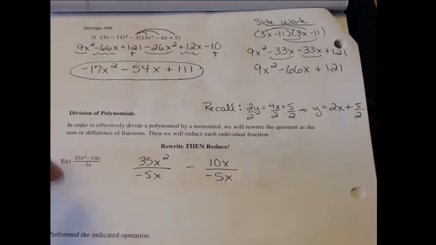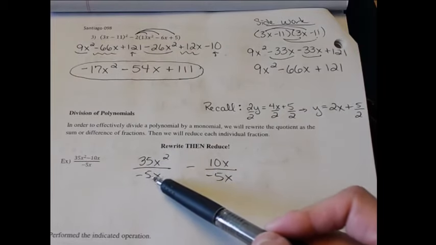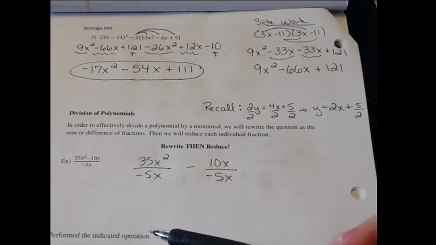So what's happening with division of polynomials is the exact same idea. We are going to separate the terms so that it's each term in the numerator being divided by the monomial in the denominator, and then we reduce. So let's take a look. Notice we have a 35 over a 5. 35 divided by 5 is 7, so 7 would be left up top.